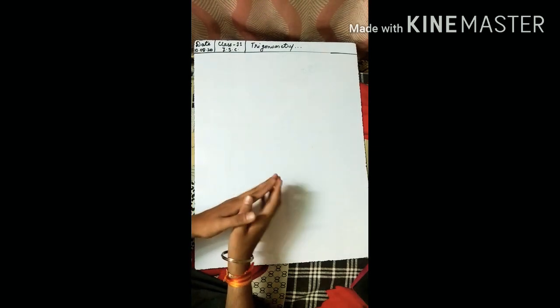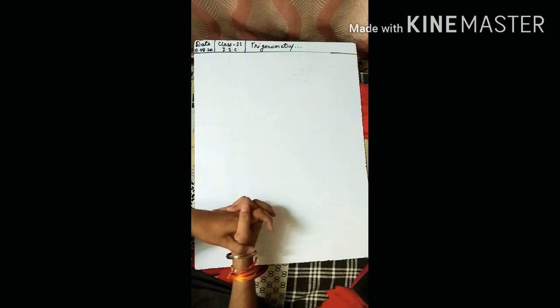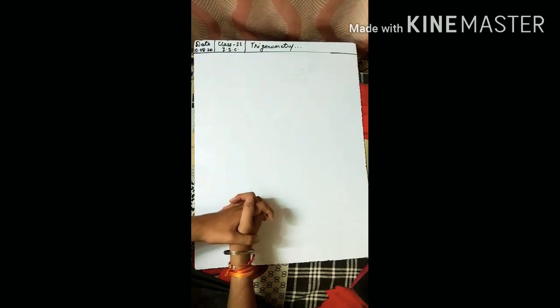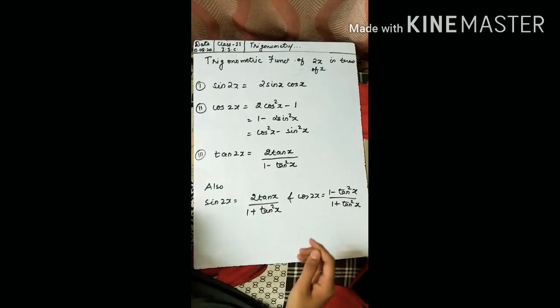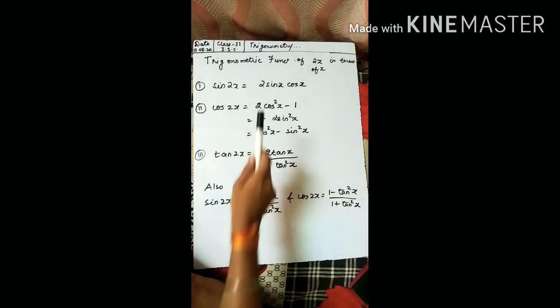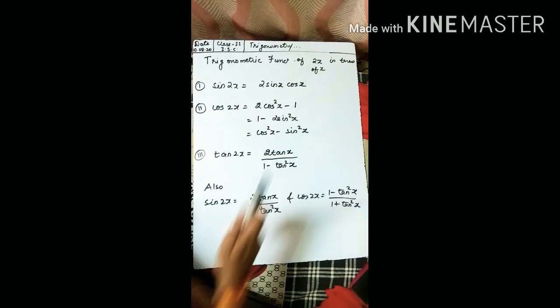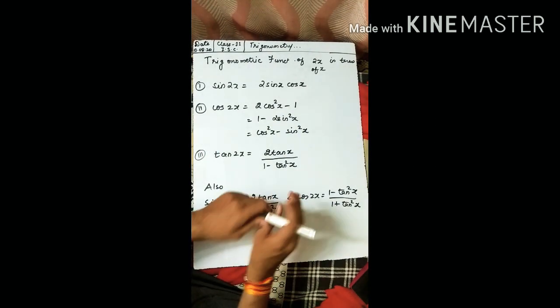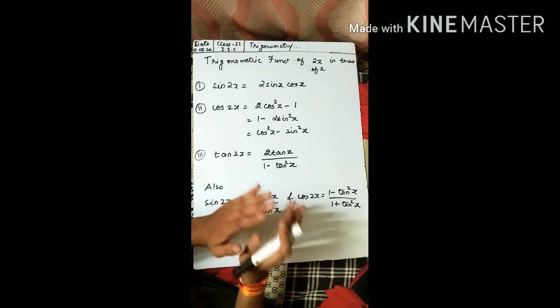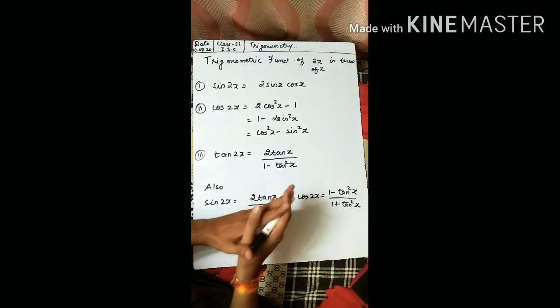As we have completed exercise 3.6, now it's time to head to the next topic, the new formulas, the new identities. So here are some formulas. First we are going to see the trigonometric function of 2x in terms of x. You need to remember these formulas, because they are very important and we will be using them in 11th as well as 12th class.